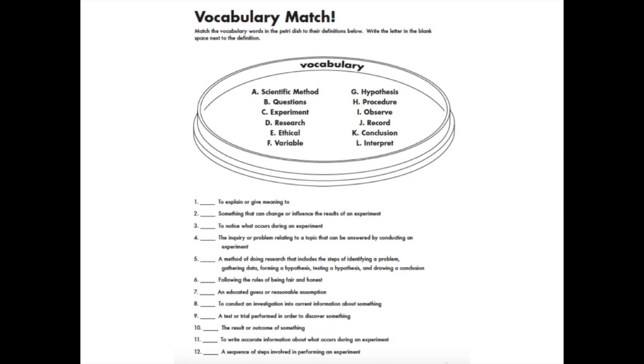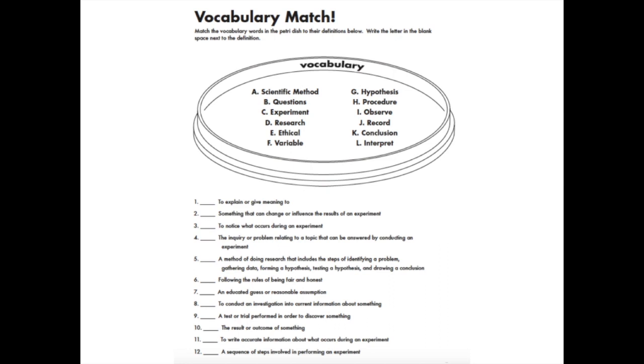Number 5, a method of doing research that includes the steps of having a problem or a question, gathering data, hypothesis, experiment, testing it, and drawing a conclusion. That all describes what? The scientific method. Then number 6, following the rules and being fair and honest. We said this in the notes. This is being ethical. Ethical, doing what's right.